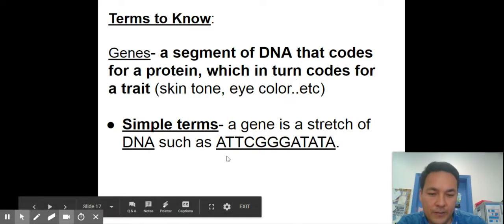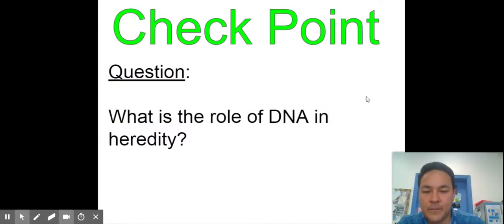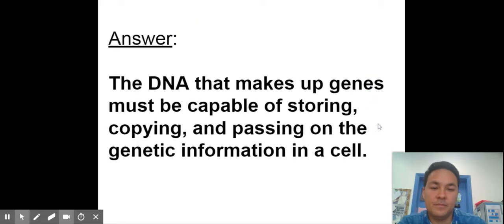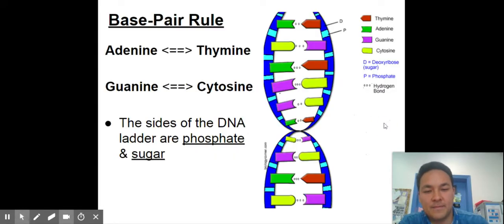All right, this is just reviewing for you that a section of DNA is a gene that's going to code for a trait. So ask yourself this: what is the role of DNA in heredity? All right, hopefully you got an answer like this. It makes up genes and it's capable of storing, copying, and passing on genetic information in cells.